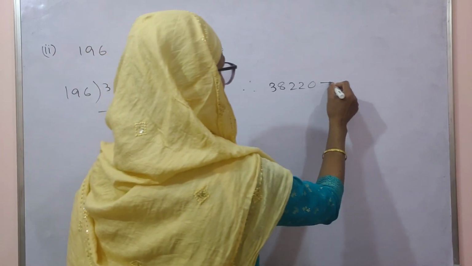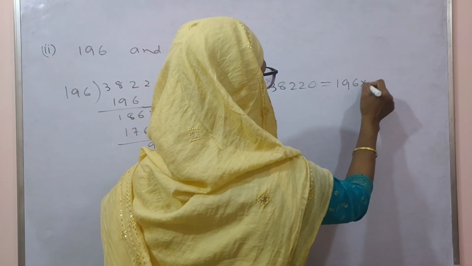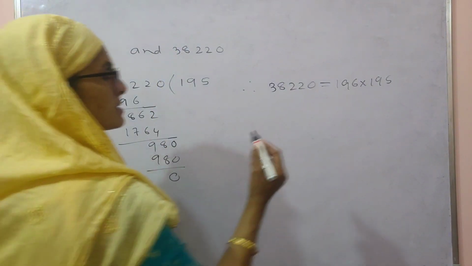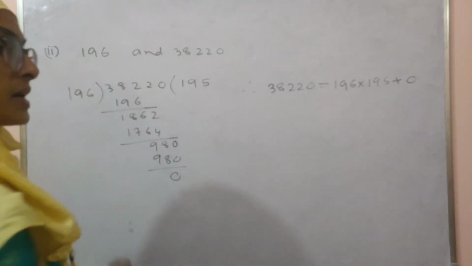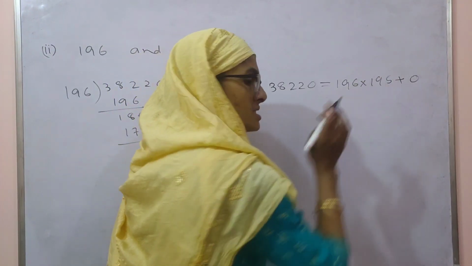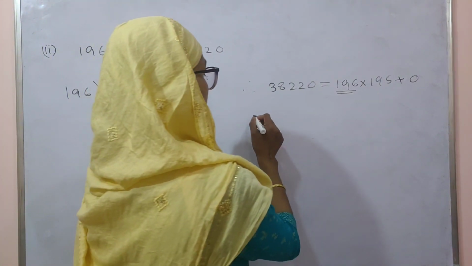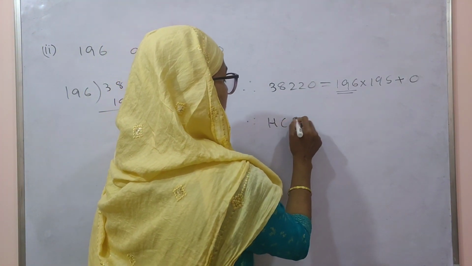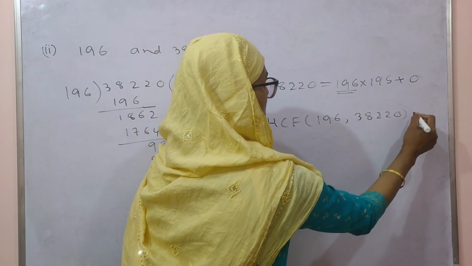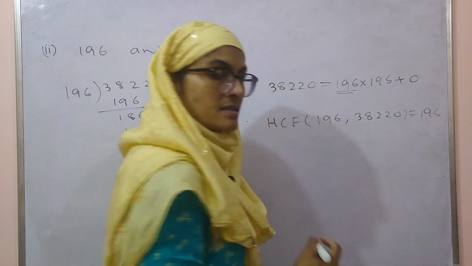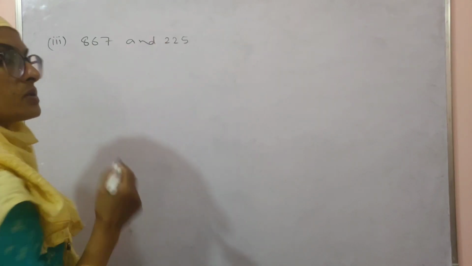So you can write here: therefore 38220 equals 196 into 195 plus R, which is 0. So in question number 1 I have told you, when the remainder is 0, the divisor is the HCF. Therefore, the HCF of 196 and 38220 is 196. This is the HCF.